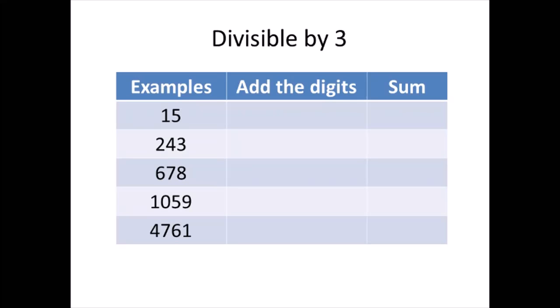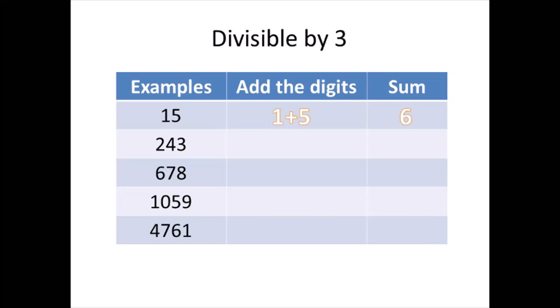How would you know if a number is divisible by 3? Let's have the first example. The table will help us determine if the number is divisible by 3 by adding the digits. So let's have 15. The digits are 1 and 5. So 1 plus 5. The sum is 6.